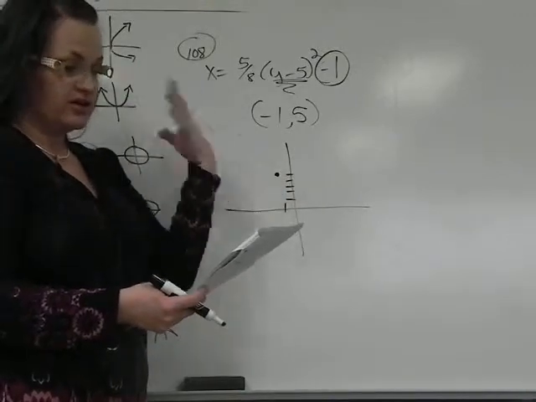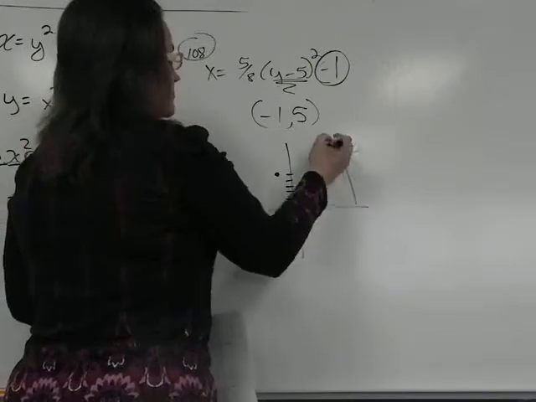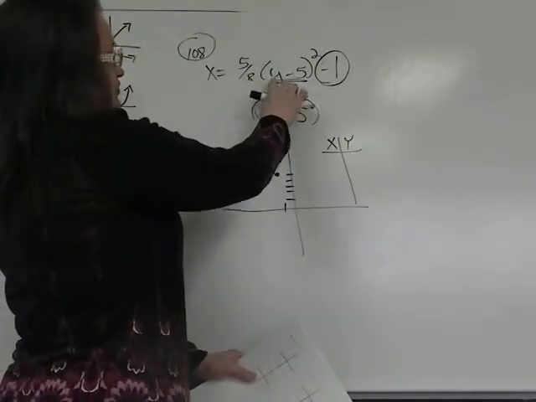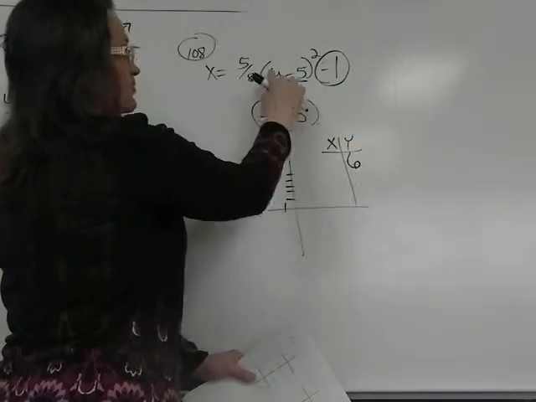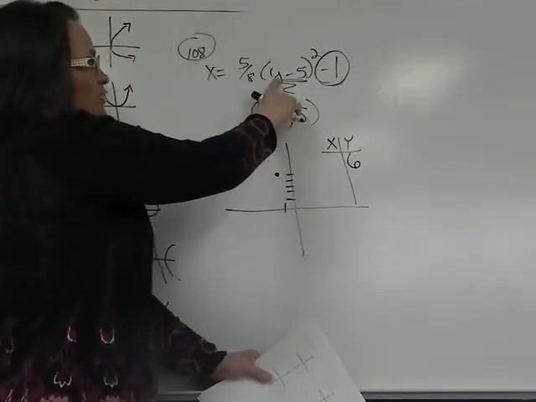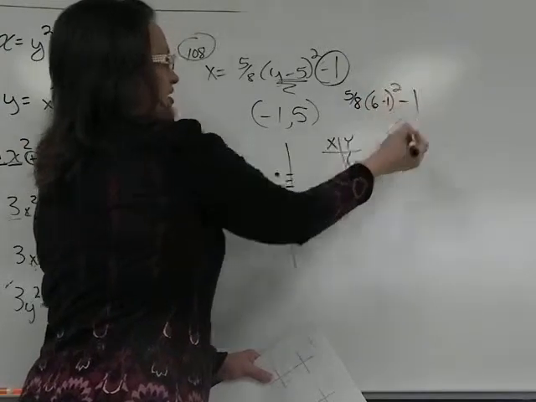But if you had to, then go further. And I recommend you do this anyway, just to be sure on your final. Pick one other point to know for sure that you got the right graph. So pick something for y, let's say like 6. Remember, I'm picking for y. It's a little backwards from what we normally did in the earlier chapters. But picking a y value, x will be 5/8 times 6 minus 1 squared minus 1.